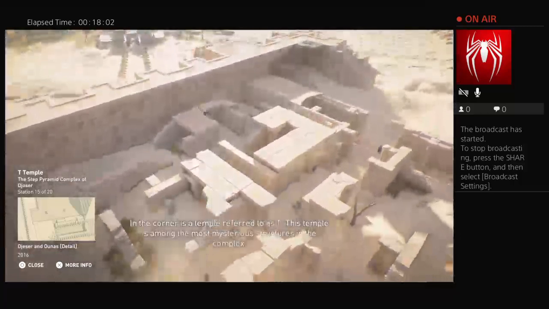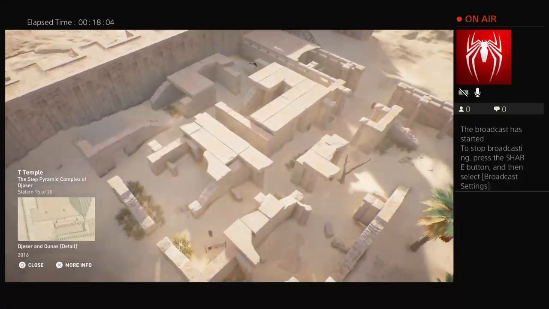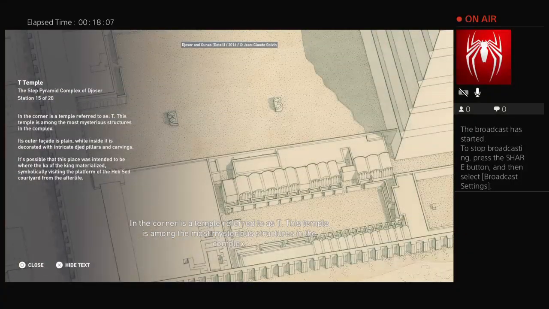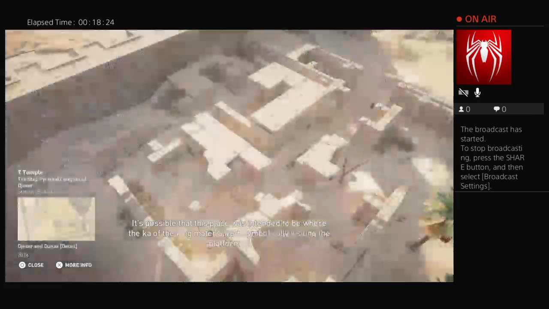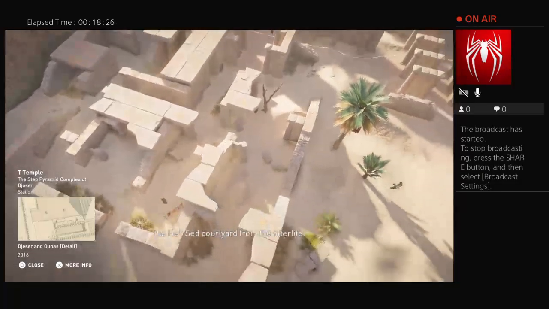In the corner is a temple referred to as Ti. This temple is among the most mysterious structures in the complex. Its outer facade is plain, while inside it is decorated with intricate jed pillars and carvings. It's possible that this place was intended to be where the Ka of the king materialized, symbolically visiting the platform of the Hebsed courtyard from the afterlife.